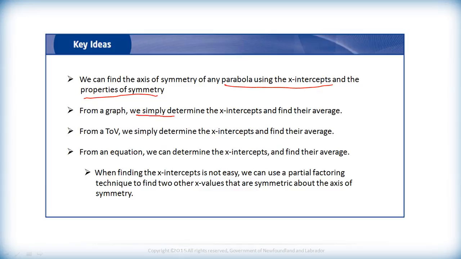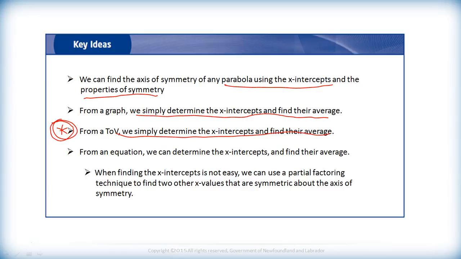So from a graph, we simply determine the x-intercepts and find their average. And from a table of values, we can do exactly the same thing. That's really the most important new thing here that you may not have realized. From a table of values, look at where y is 0, find those two points and average them. Bingo, you've got your axis of symmetry.